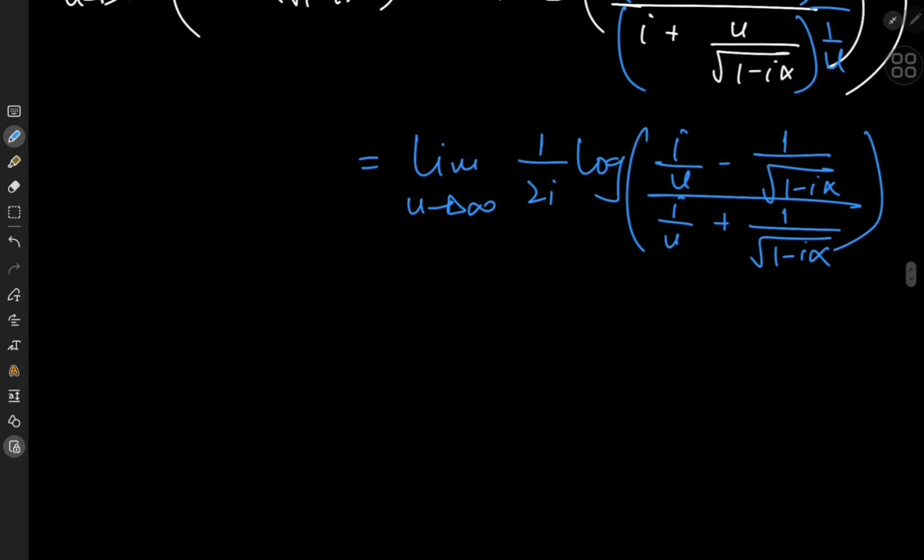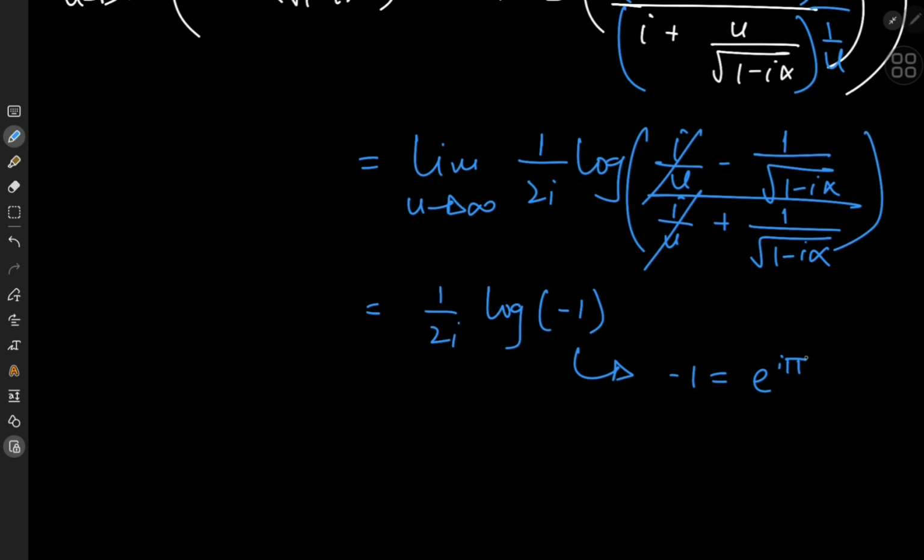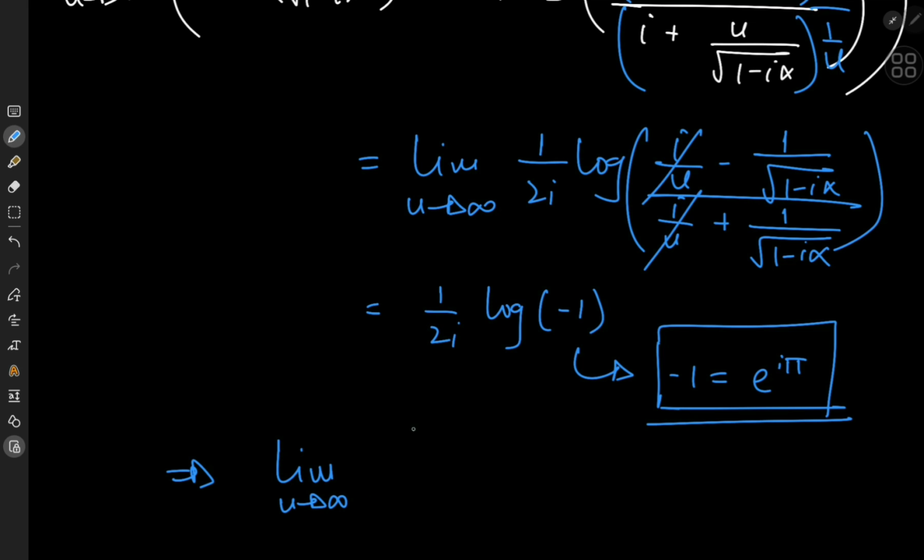So in the limit as u tends to infinity, these two crash out to 0. We have negative something divided by positive something, which is, of course, negative 1. So we're left with 1 by 2i principal log negative 1. Now, negative 1 has the polar form e to the i pi. We all remember Euler's beautiful equation. So this implies that the limit as u tends to infinity of the inverse tangent of u divided by root 1 minus i times alpha equals 1 by 2i.